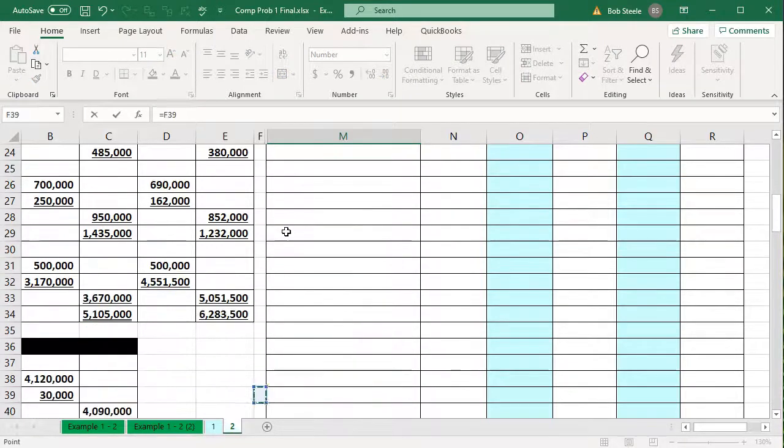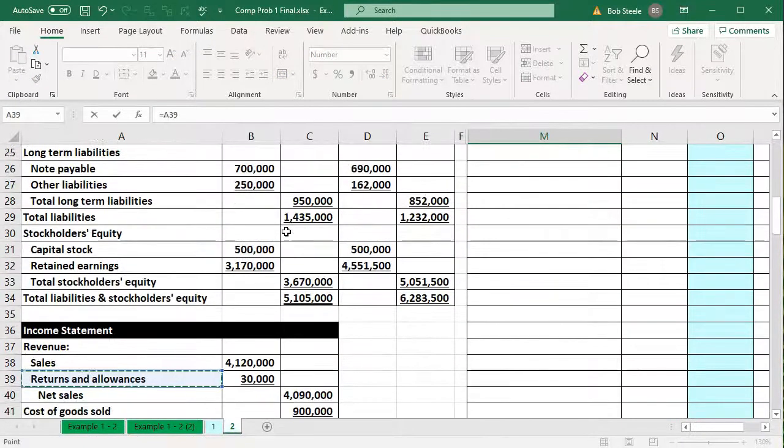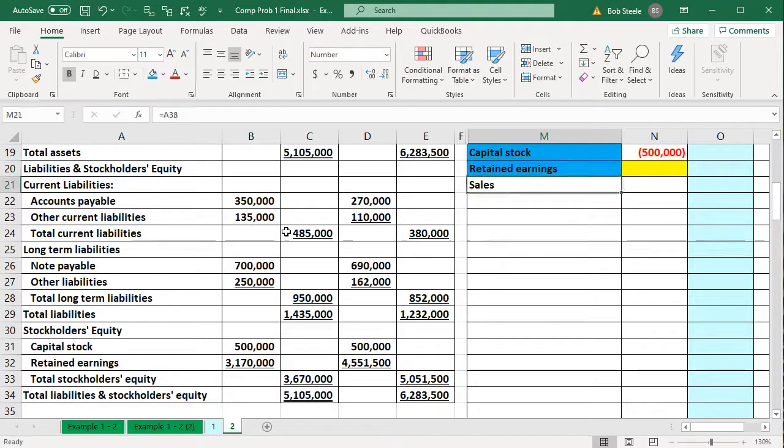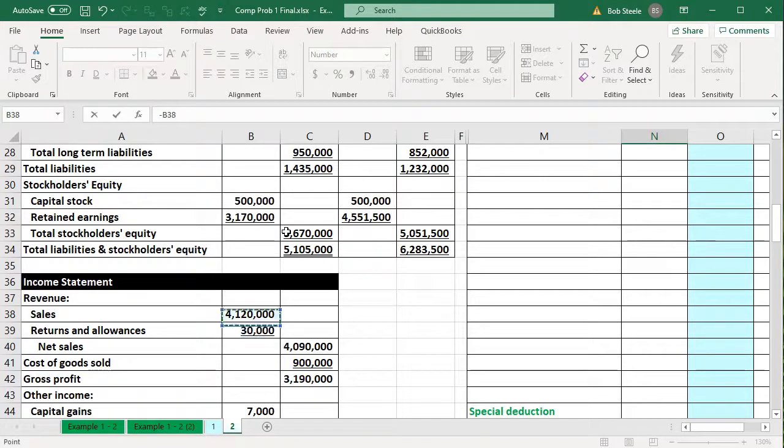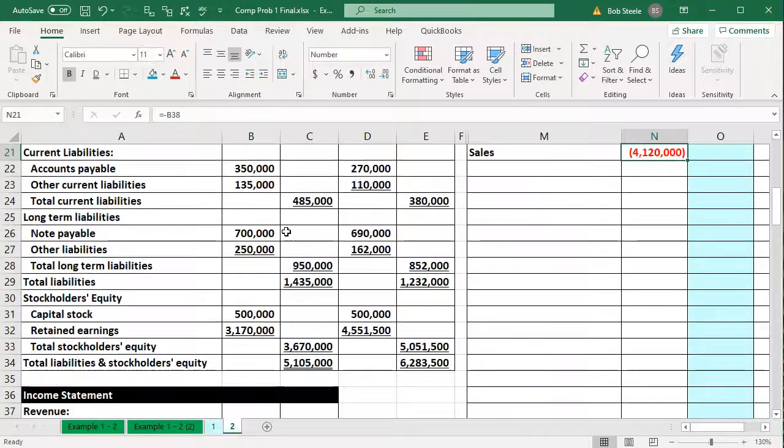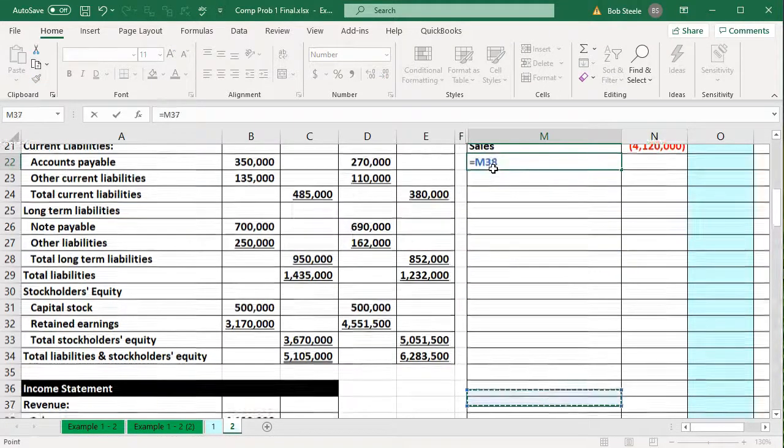So I'm going to say equals, and we're going to scroll back down. We're going to be picking up that sales number. Like the liabilities, instead of hitting equals, I'm going to say negative in order to take that number for sales and flip the sign with it. So we're going to pick up that 4,120,000 and flip the sign to a negative 4,120,000, representing a credit to the sales. Under that, we're going to have the allowances.